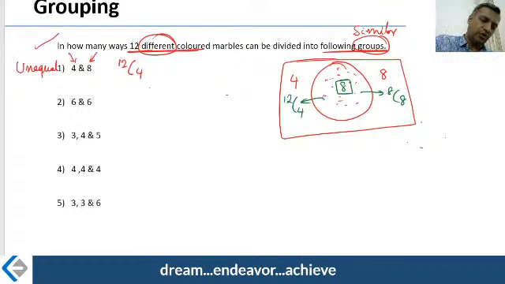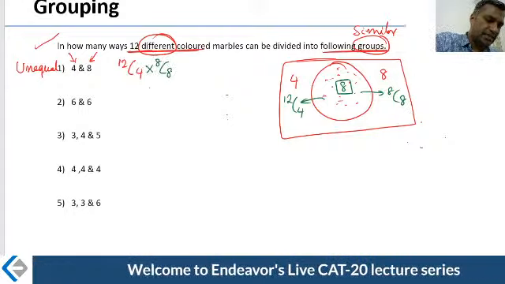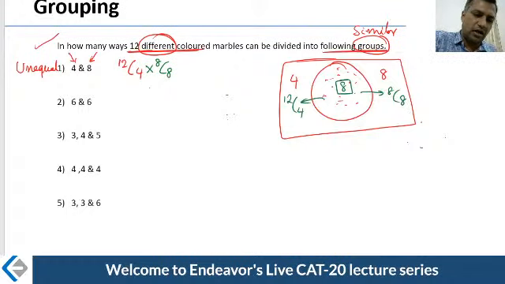8C8 is 1. Therefore, if I were to mathematically complete it, the first group is formed in 12C4 ways. The second group is formed in 8C8 ways. Why 8C8? Because you have to pick all the remaining 8 and keep them here. But now you may say, no, I will do it the other way around.